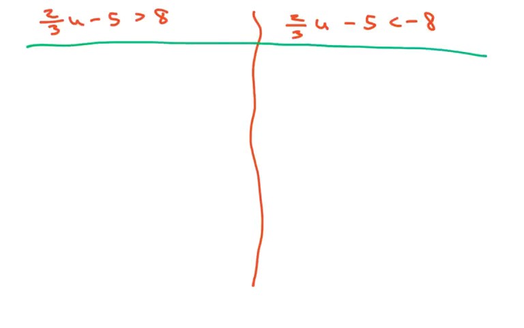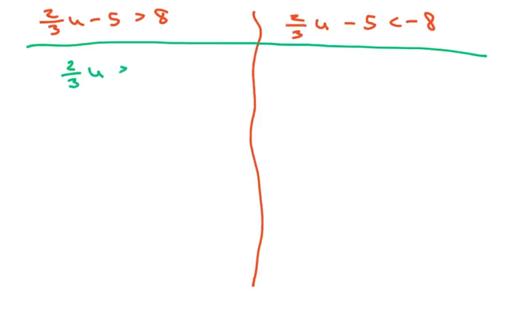So I'm going to write 2/3 u minus 5 is greater than 8. And then I'm going to write 2/3 u minus 5 is less than negative 8. You should have learned this procedure in Algebra 2, but if you did and you don't remember, if you set it up like this, it becomes a lot easier.